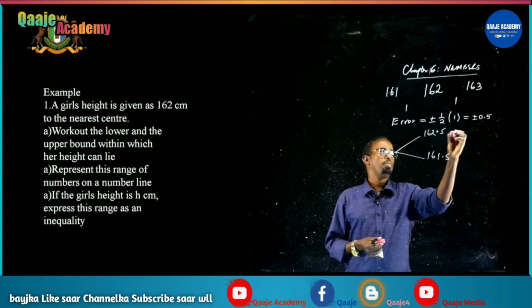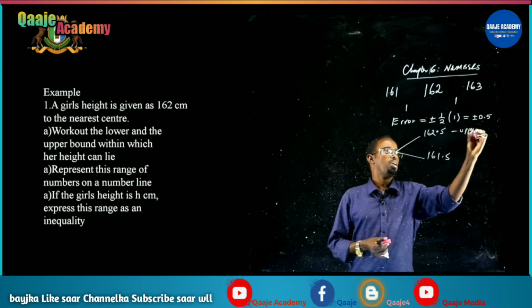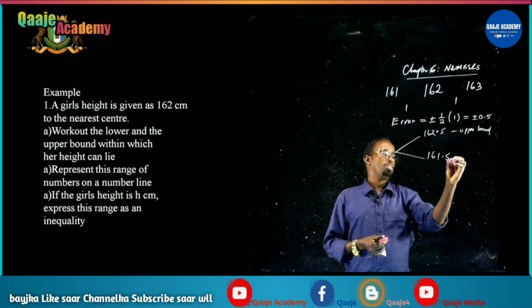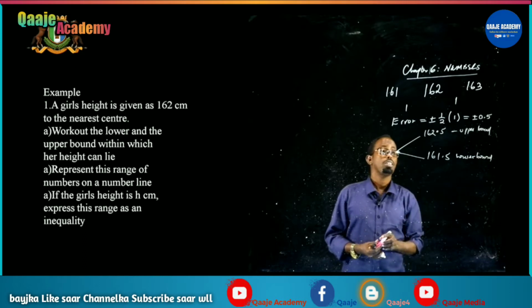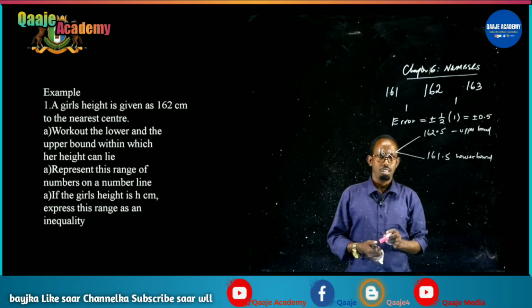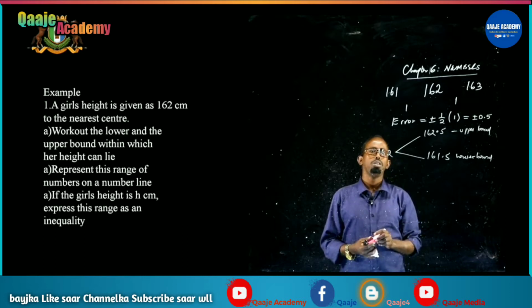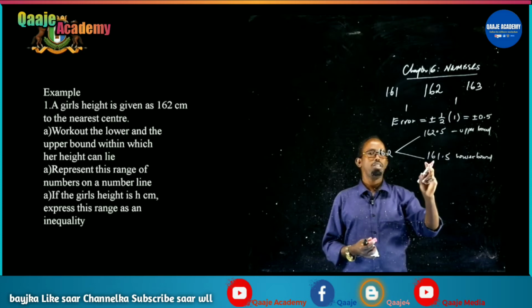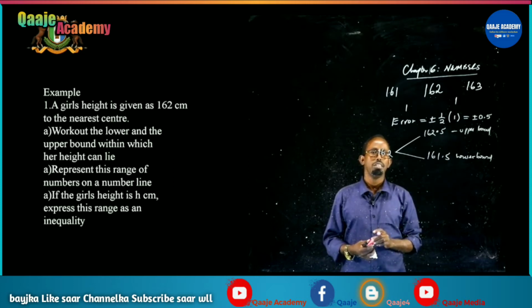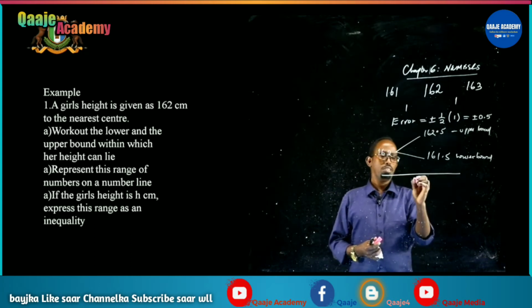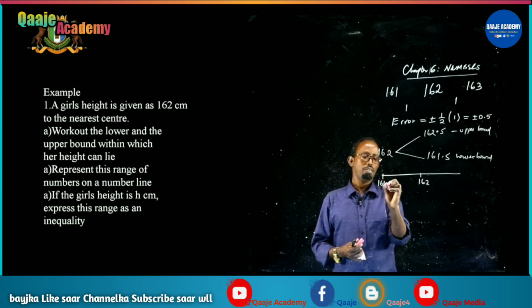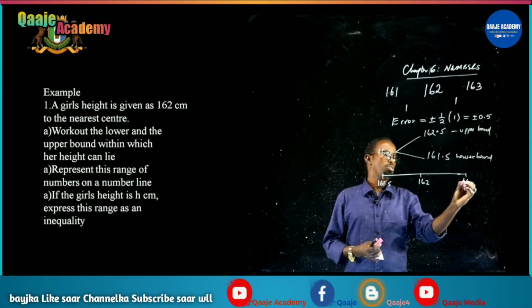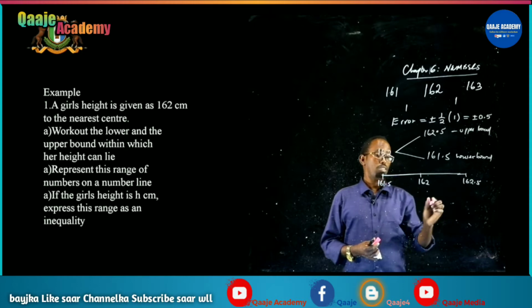So this is called the upper limit or upper bound, and this is the lower bound or the lower limit. Now question number 1 reads, work out the lower and the upper bound within which a height can lie. This is the upper and the lower bound. Number 2, you are told represent this range of numbers on a number line. So the number line, this is 162, this is 161.5, this is 162.5. So this is the number line.